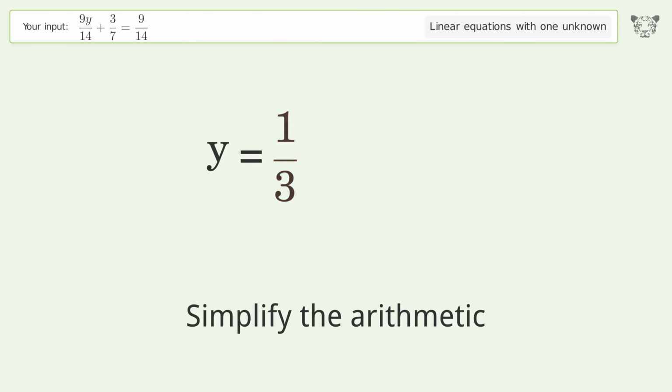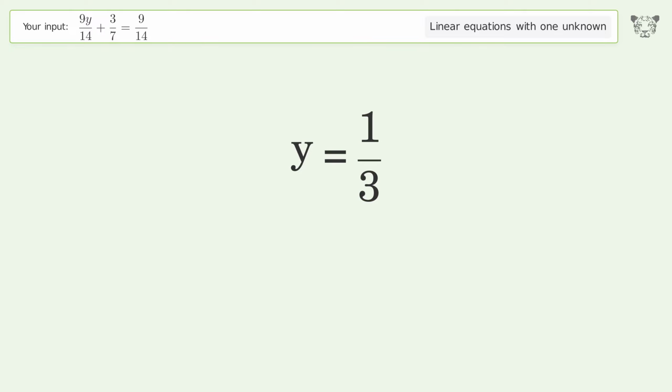And so the final result is y equals 1 over 3.